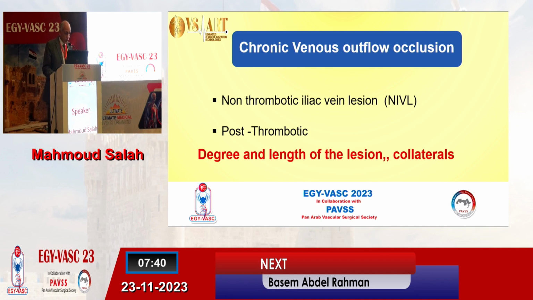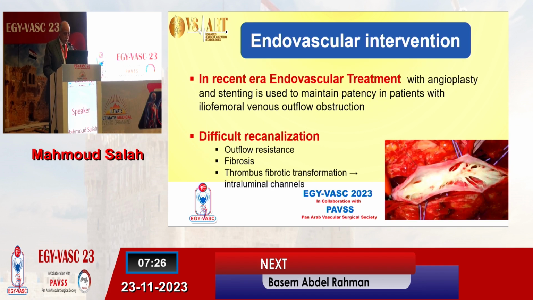Chronic venous outflow occlusion may be a non-thrombotic iliac vein lesion, or both thrombotic. It's very important to have an idea about the degree and length of the lesion and the collaterals. In the recent era of endovascular therapy, angioplasty and stenting is now used to maintain patency in the iliofemoral venous outflow. Difficult recanalization can be due to outflow resistance, fibrosis, or thrombotic or fibrotic transformation.